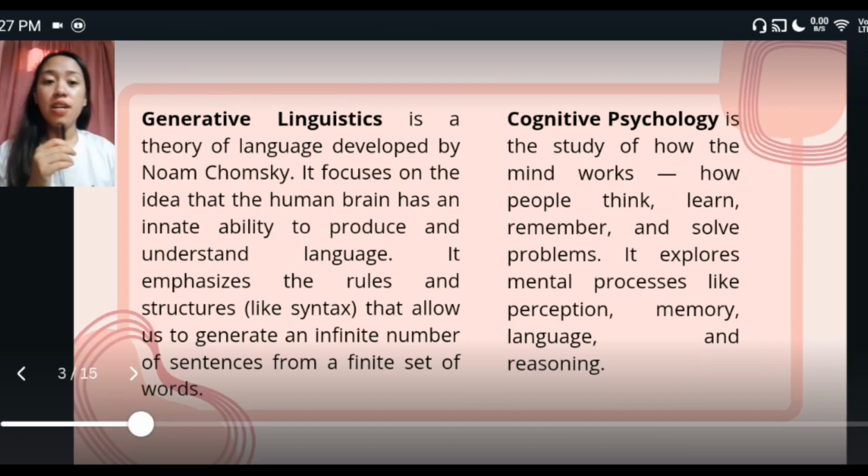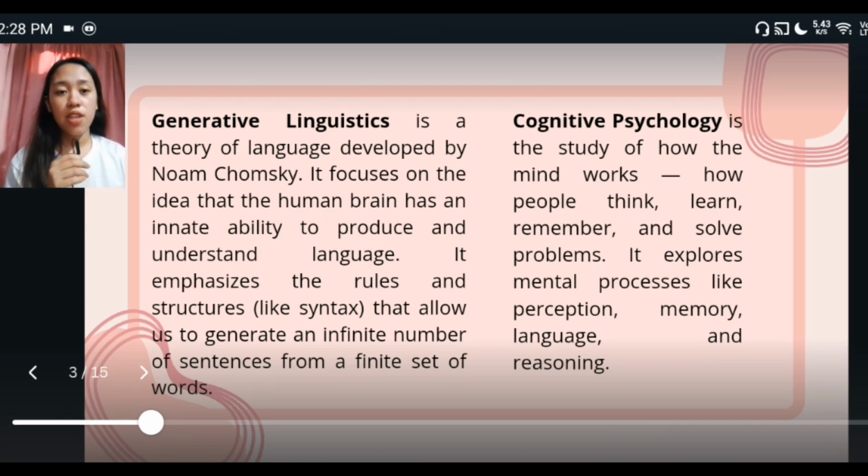So let's go first to generative linguistics, a theory of language developed by Noam Chomsky. So, who is the developer of generative linguistics? It is Noam Chomsky. Generative linguistics focuses on the idea that the human brain has an innate ability to produce and understand language. It's natural to us to learn a language, and it emphasizes that the rules and structure, like syntax, allow us to generate an infinite number of sentences from a finite set of words.